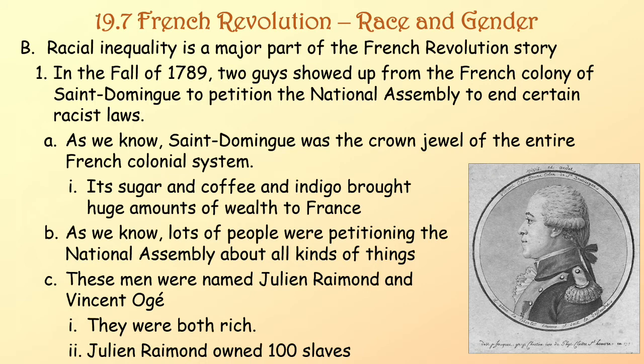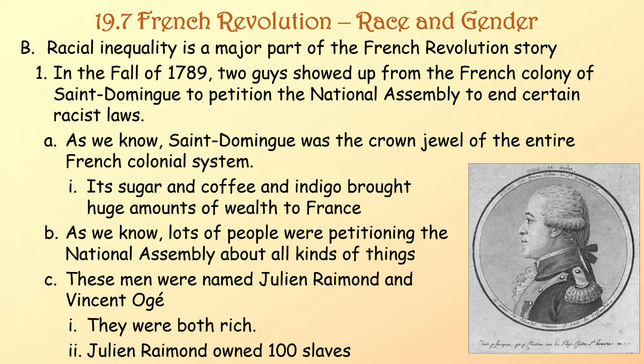In the fall of 1789, two guys showed up from the French colony of Saint-Domingue to petition the National Assembly to end certain racist laws. As we know, Saint-Domingue was the crown jewel of the entire French colonial system. Its sugar and coffee and indigo brought huge amounts of wealth to France.